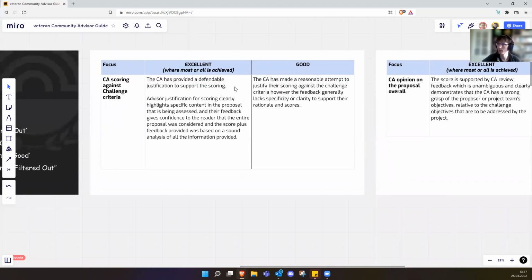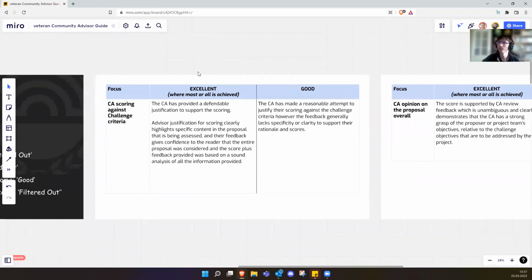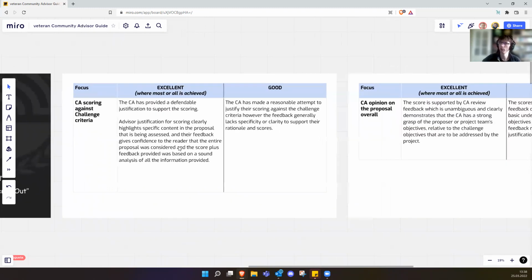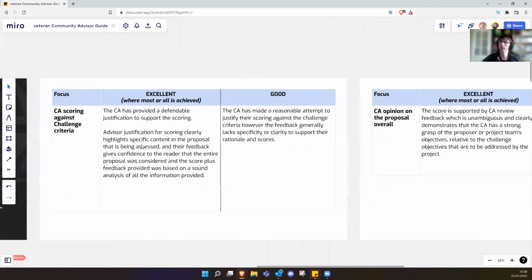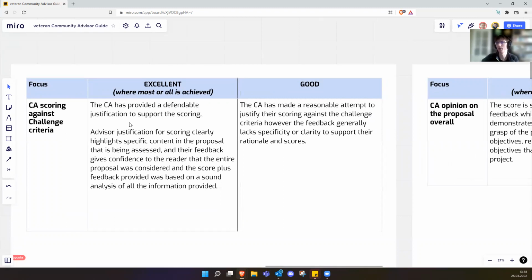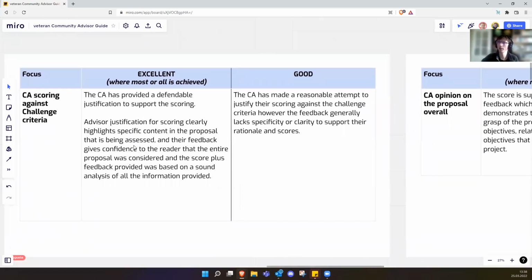And this is how we do it in the committee. As a collective, we probably make a pretty good decision. So the main focus points are the CA scoring against the challenge criteria. This is the one I mentioned before: how well it aligns, and how do you measure if the CA has provided a defensible justification to support the scoring. So he has to explain it.